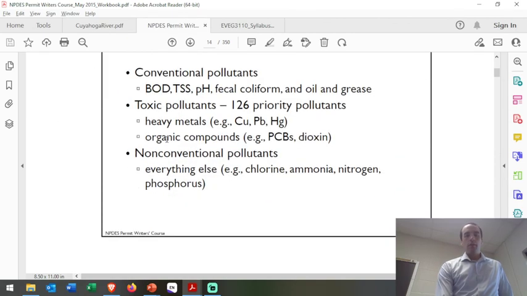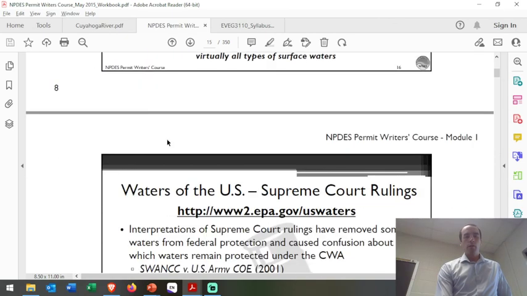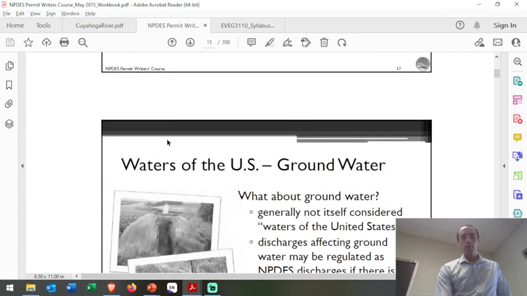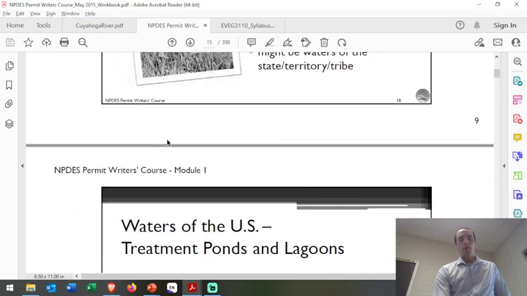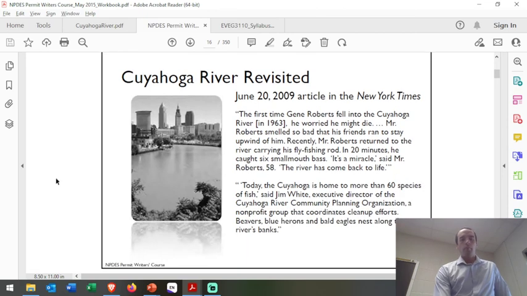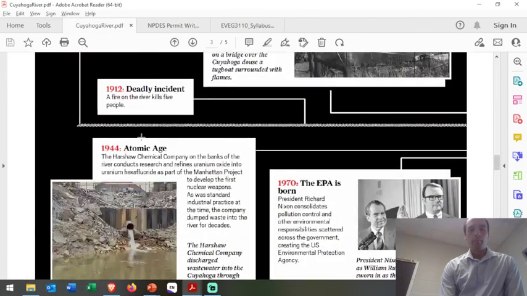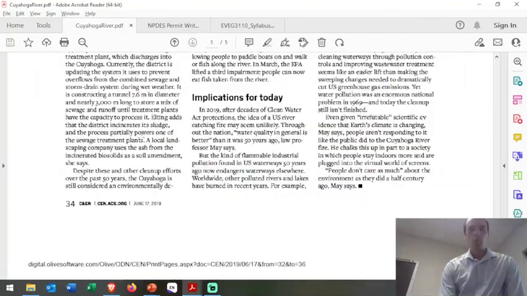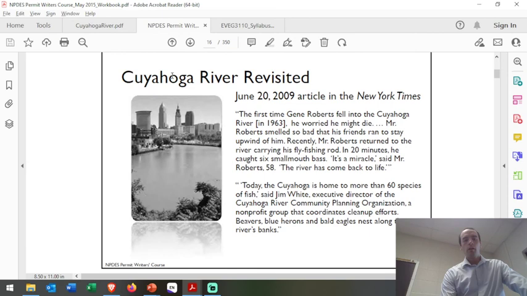There's a few more interesting things. We talked about the classes of pollutants. There's some Supreme Court stuff. What is the waters of the U.S.? Talked about that. So we'll end with this: The Cuyahoga River Revisited. And this is, I think, this other article here. It's probably where I got it from, or just has a little more meat to it. So that's posted, but let me just read this real quick for you.